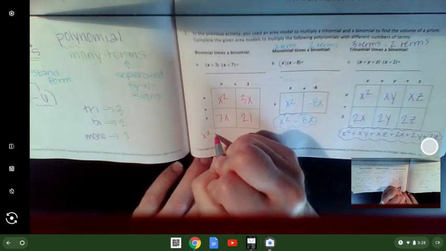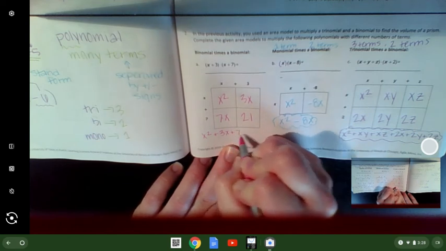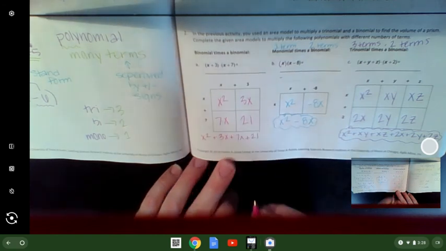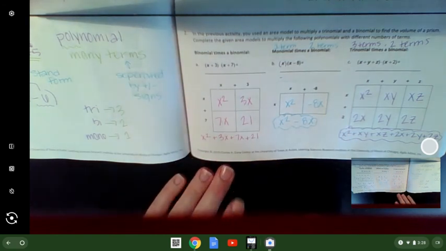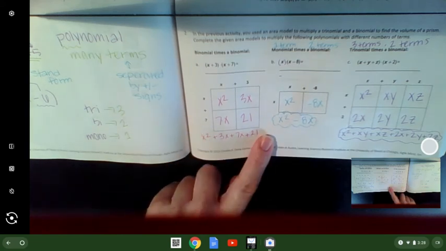So you may be thinking, why do I know that there's a plus sign in front of the 3x? Why do I know there's a plus sign in front of the 7x? Why do I know there's a plus sign in front of the 21? Think about it this way. You don't walk around and say, I'm positive 14 years old. If you don't say negative, you assume by default it's a positive, hence the plus sign.